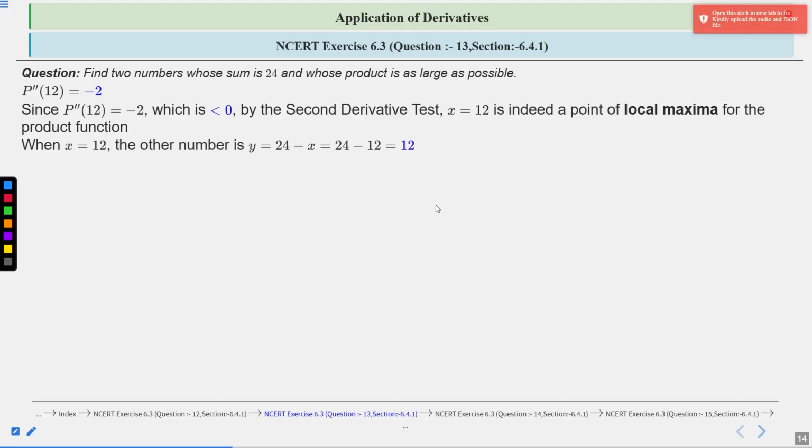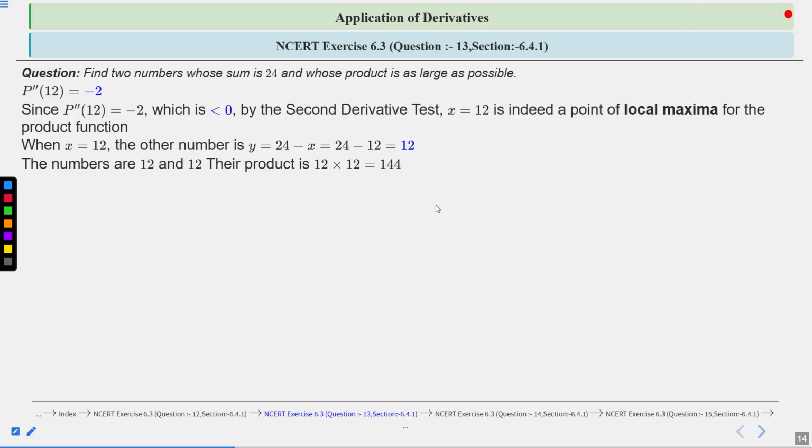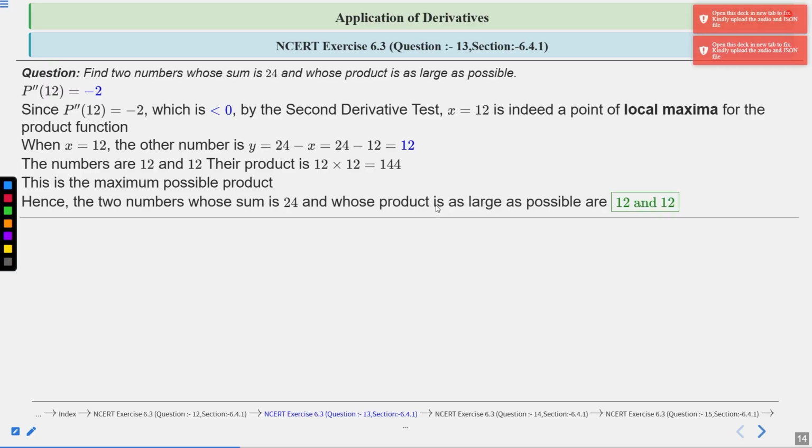Now when x equal to 12, the other number is y equal to 24 minus x, which is 24 minus 12, which will be equal to 12. Now the numbers are basically 12 and 12, and their product is 12 into 12, which is equal to 144. This is the maximum possible product. Hence the two numbers whose sum is 24 and product is as large as possible are 12 and 12.